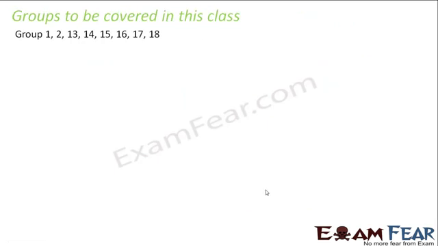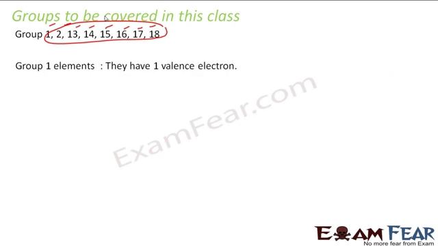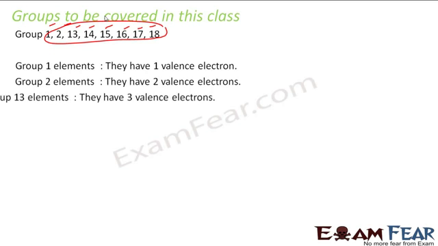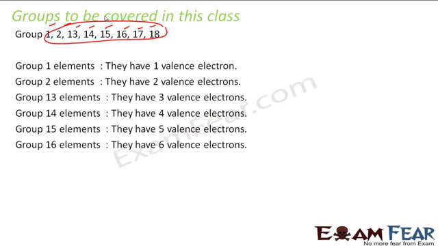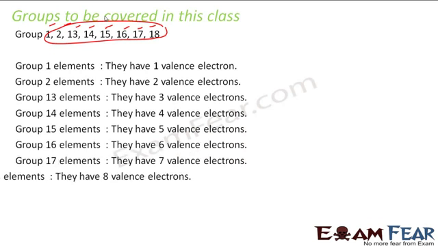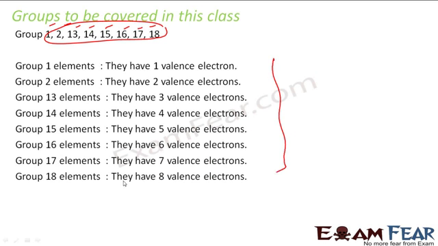And please note, we'll be covering only groups 1, 2, 13, 14, 15, 16, 17 and 18 in this class. The other groups we will not cover because they are a little complex and have a different, more complex way of finding the electronic configurations. We'll study those in higher classes. Group 1 has 1 valence electron, group 2 has 2, group 13 has 3, 14 has 4, 15 has 5, 16 has 6, 17 has 7, and 18 has 8 valence electrons. So when I'm talking about the properties, I'm talking about only these groups in this class at least.